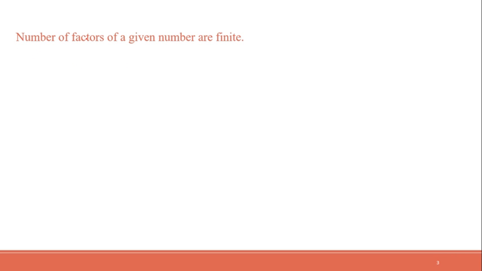The number of factors of a given number is finite. What does finite mean? Finite means limited. Got it? For example, the factors of 6 will be 1, 2, 3, and 6. That means they are limited. We can say that they are finite, not unlimited. So factors of any number will always be limited and not unlimited.